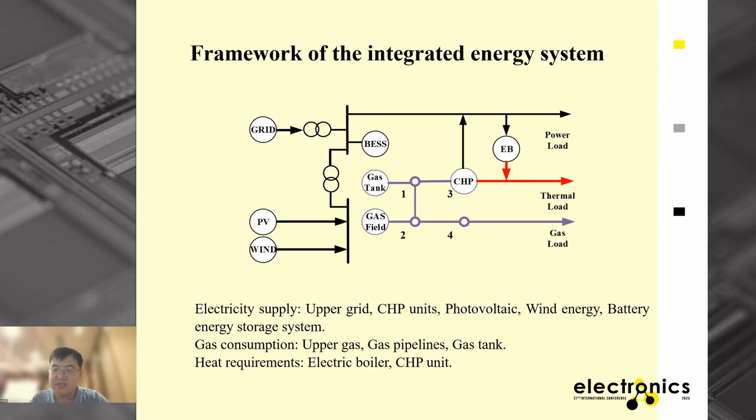In terms of gas consumption, natural gas is transmitted directly from the upper gas grid to consumers' homes or CHP units through the gas pipelines. An additional gas tank is added during the transmission process to avoid blockage caused by excessive air pressure and transmission rate, which may affect the consumer's gas consumption. And the customers' heat requirements are met by an electric boiler in conjunction with the CHP unit.